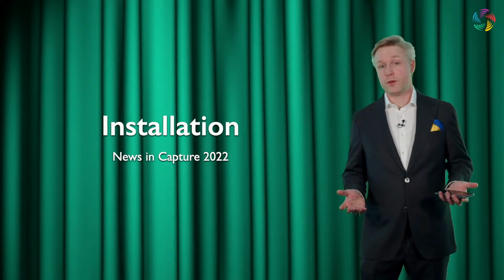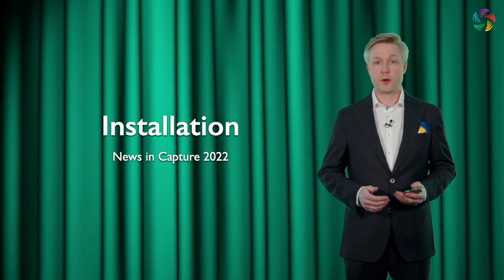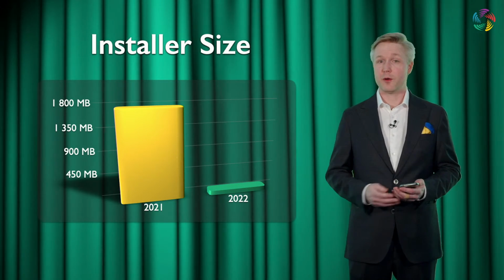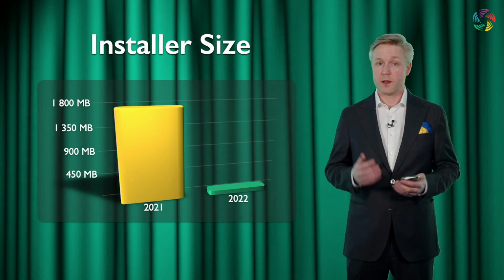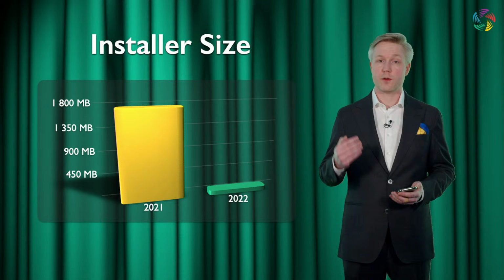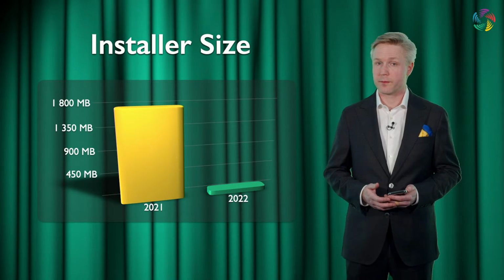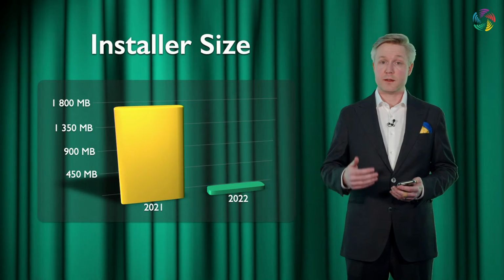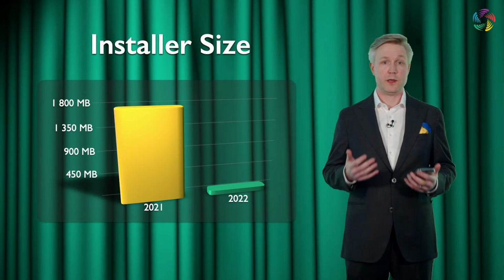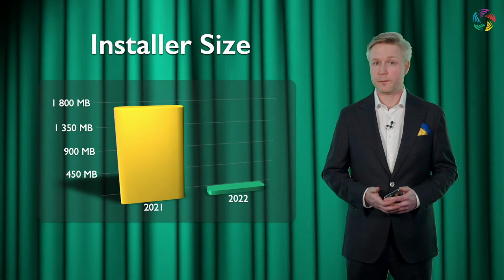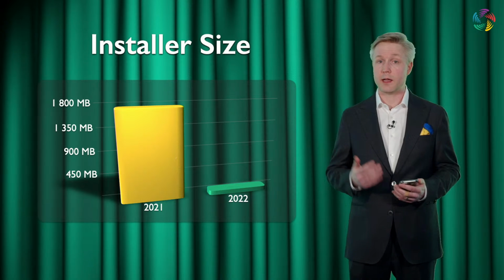The first thing we're going to talk about is the installation of Capture. The first thing you're going to notice is that the download time has changed dramatically from Capture 2021. The size of the download has gone down from almost 1800 megabytes to close to 100 megabytes. This means that not only is your first download tomorrow going to be a lot faster than you've seen before, but subsequent updates are also going to be a lot faster.